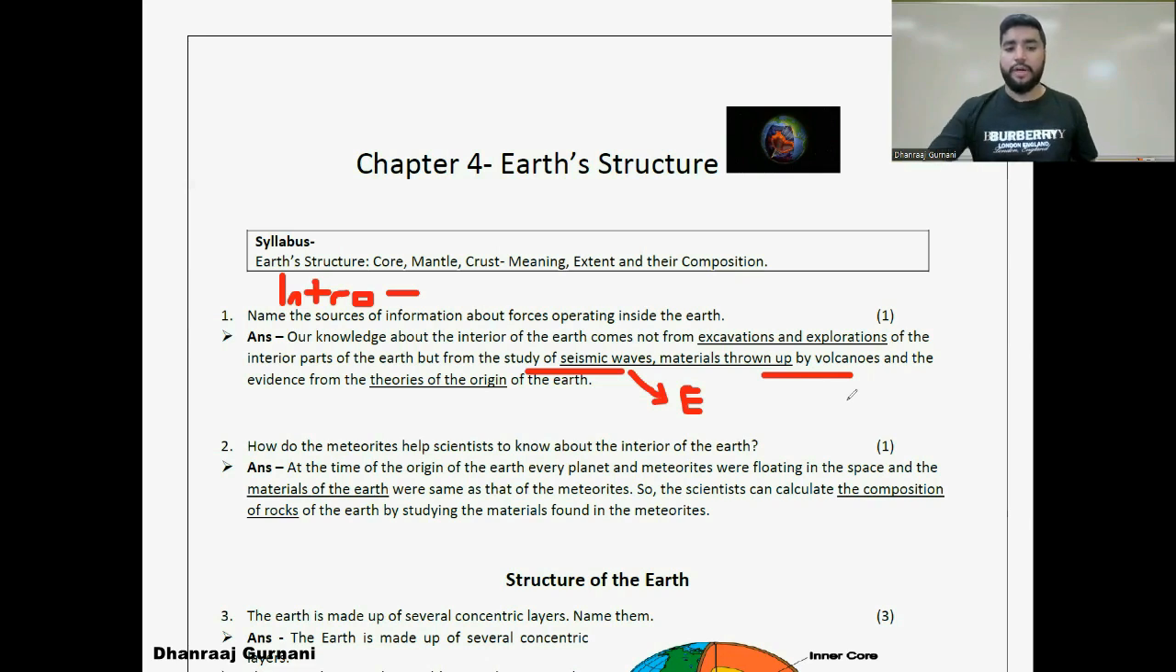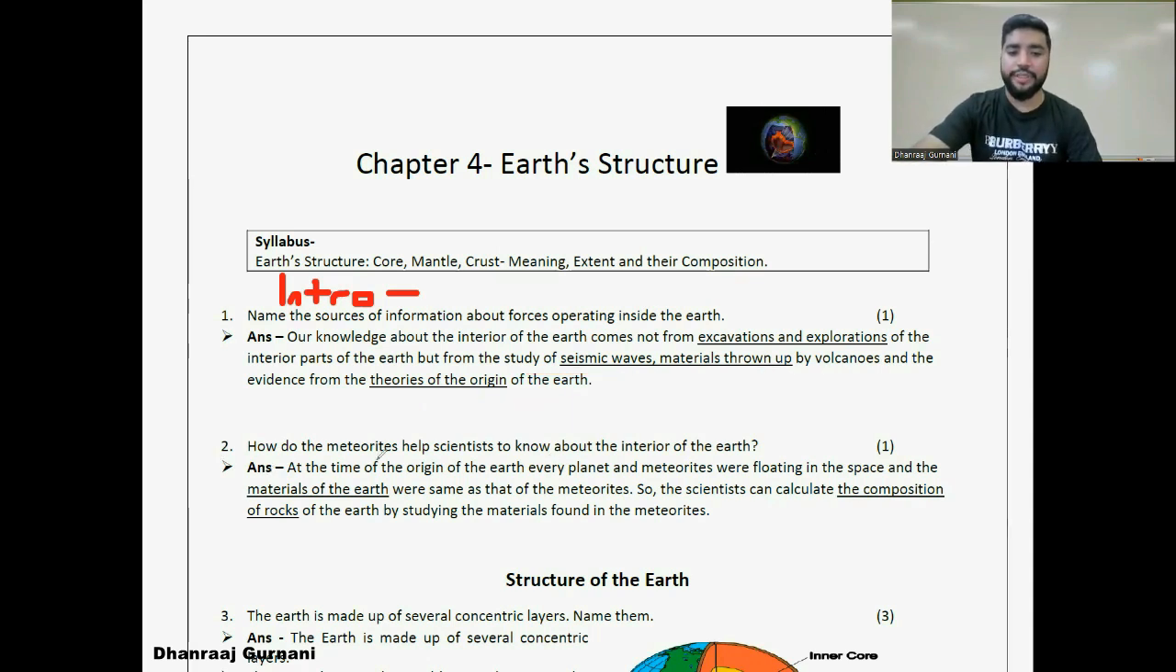We also get to know about the theories of origin of the earth. We also get evidences from the theories of origin of the earth. So three things: how do we come to know what the earth is made up of? Earthquakes, which are also called seismic waves. Materials thrown up by volcanoes. Earthquakes and volcanoes are there in your grade 9 syllabus as individual chapters ahead. And it also tells you about evidences from the theories of origin of the earth.